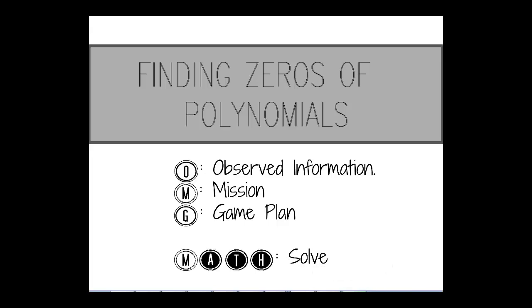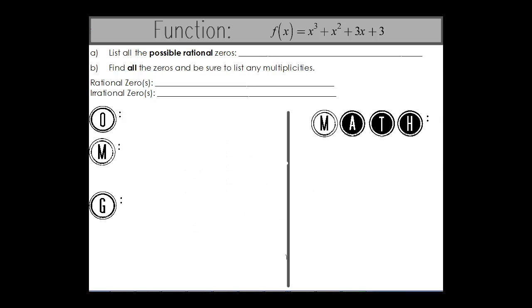Today we're going to practice finding zeros of polynomials using the OMG math method. The equation we're given is x cubed plus x squared plus 3x plus 3. We're asked to list the possible rational zeros and then find all the zeros, both rational and irrational.